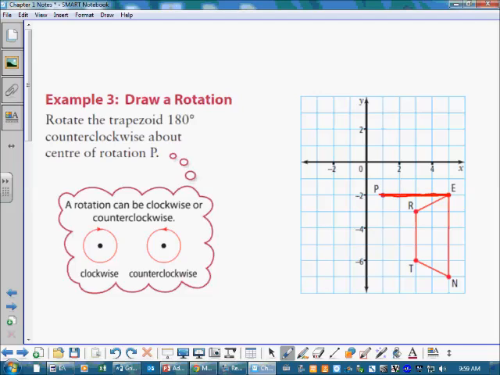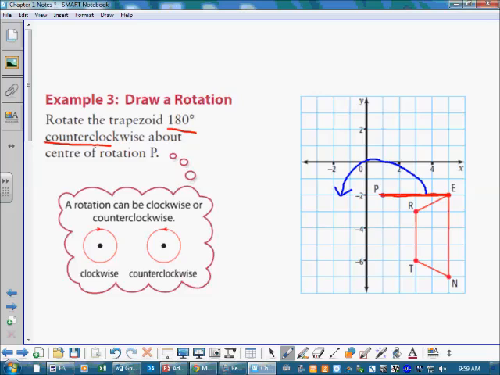Now in this question, it's asking to move our figure 180 degrees counterclockwise. Okay, which way is counterclockwise? That's right, it's the opposite way that the clock goes. So I'm going to use blue here. We're going to take this line and we're going to trace it 180 degrees. So there's 90, and there is 180. And we went the opposite way the clock goes.